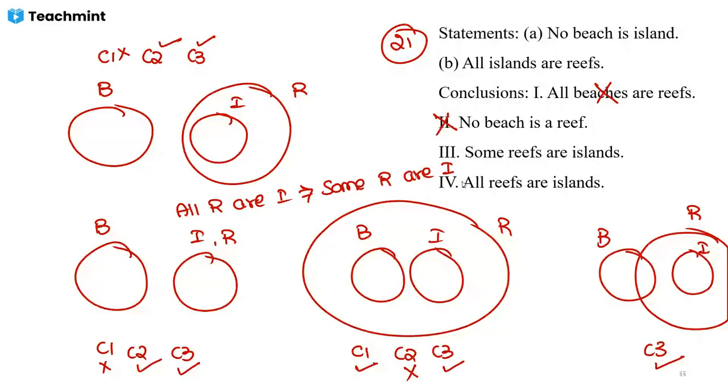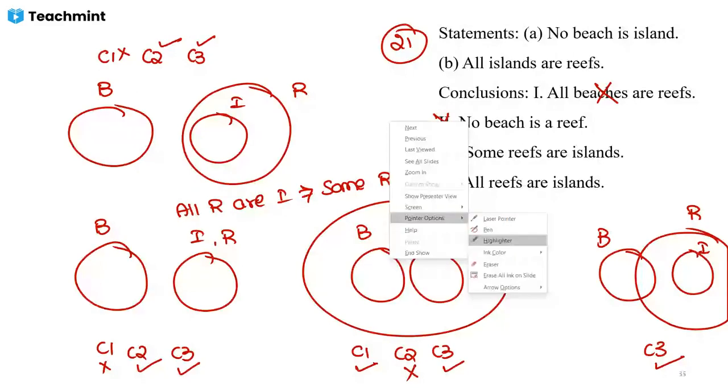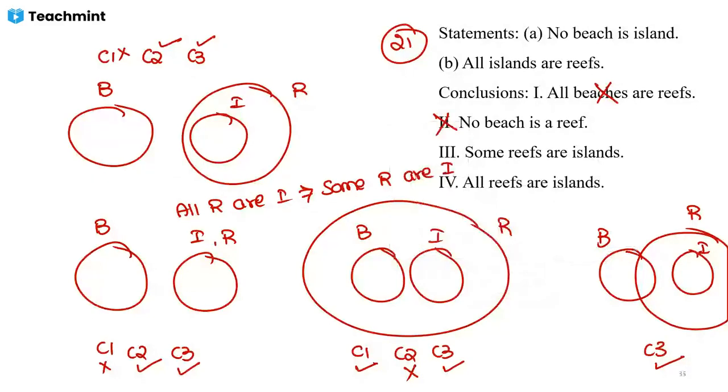Okay, that's a very important thing. All can be taken as some. So third one is true in all diagrams. Fourth one is only true here. Fourth one, all reefs are island, no. First one also no, second one also no. See, only third one is true in all cases. So I can say only three follows.